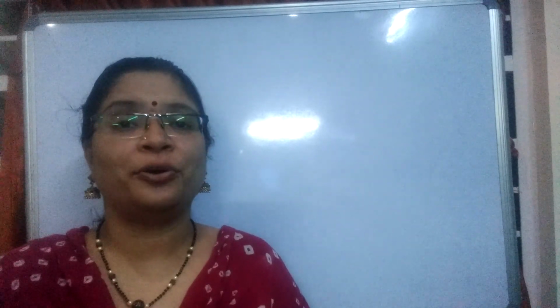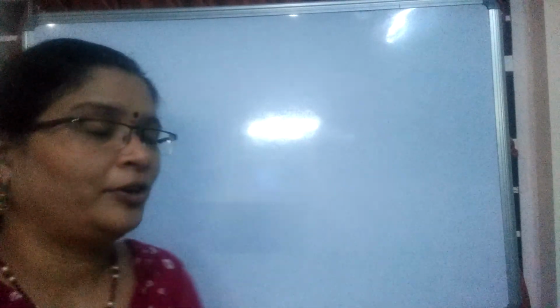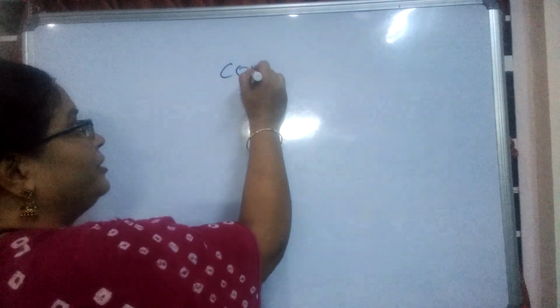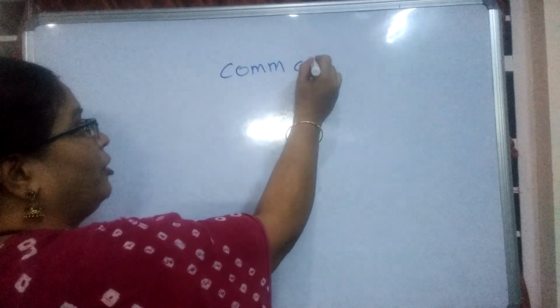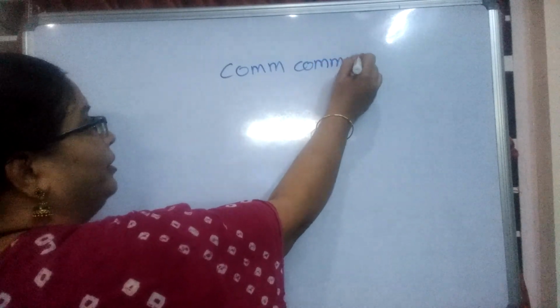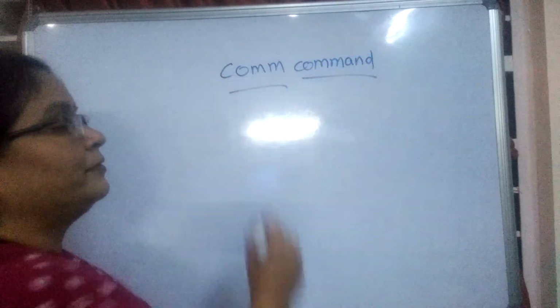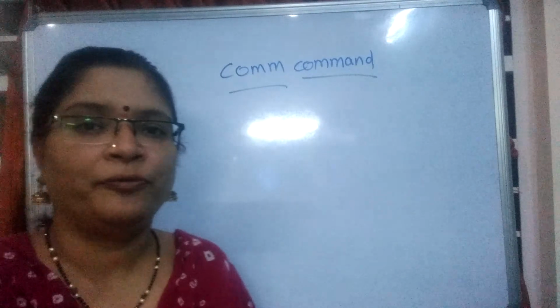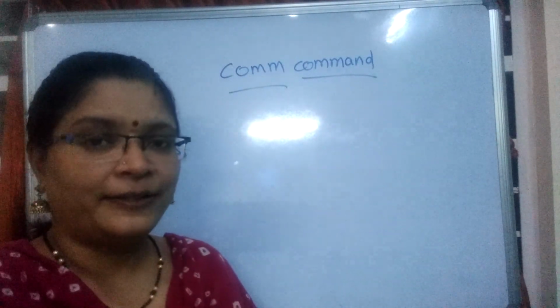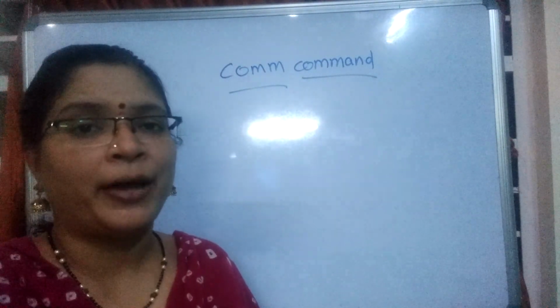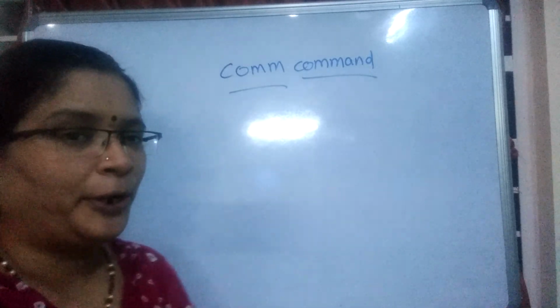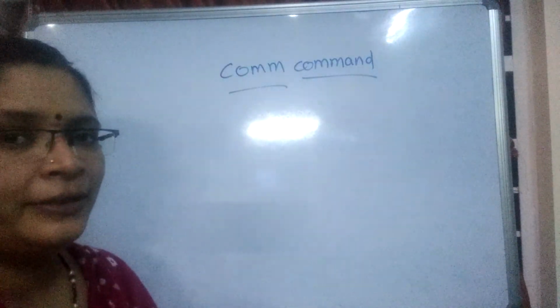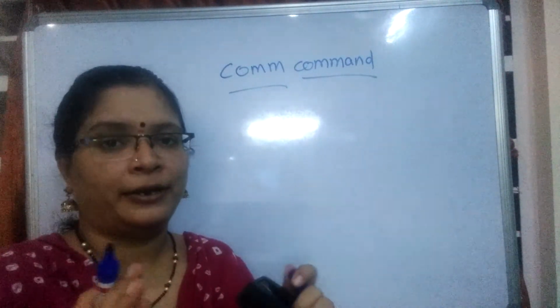In today's session, I want to give a clear introduction of the COM command. It is one of the filter commands. We have already seen the introduction part of the COM command. So what is the purpose of this COM command? We are going to see. Actually, the COM command is used to compare two sorted files, line by line and column by column.